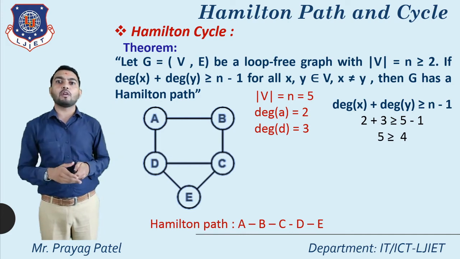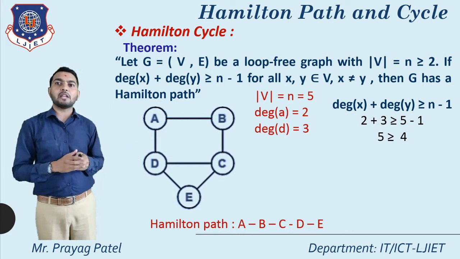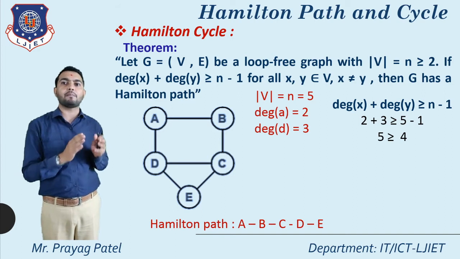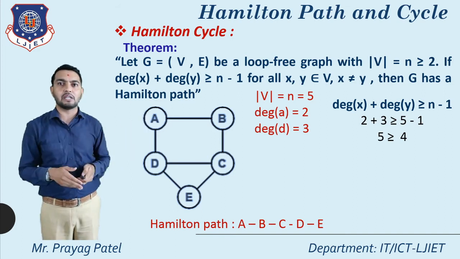So 5 greater or equal to 4, condition is satisfied. That means if the graph has a Hamilton path, then this condition must be satisfied.